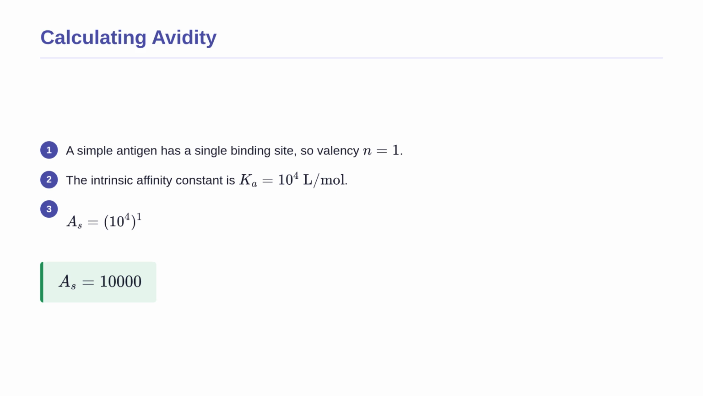We plug in 10 to the power of 4 and raise it to the power of 1. Mathematically, any number raised to the power of 1 remains unchanged. The final answer is 10,000. Physically, this represents a very weak, easily broken interaction with the immune system.